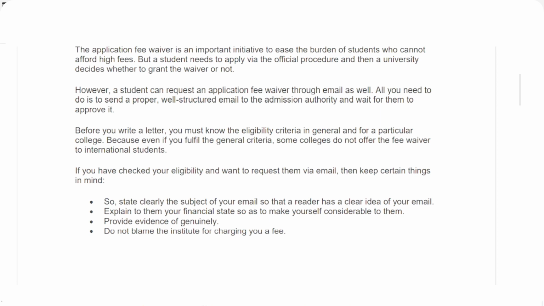And lastly, do not blame the institution for charging you an application fee, because the sole aim of doing business is to maximize profits. So definitely they are doing business. It's just like you going to the market and they charge you something like $50. If you want to negotiate, you can negotiate for them to release it for $25 or so. That's the business strategy.